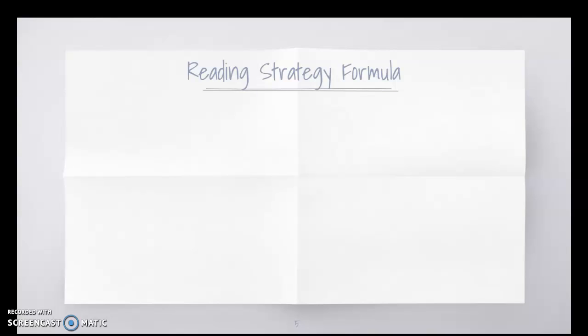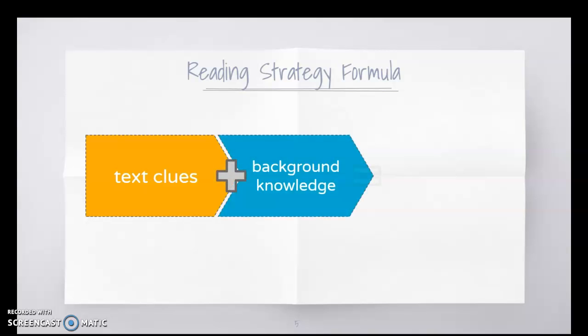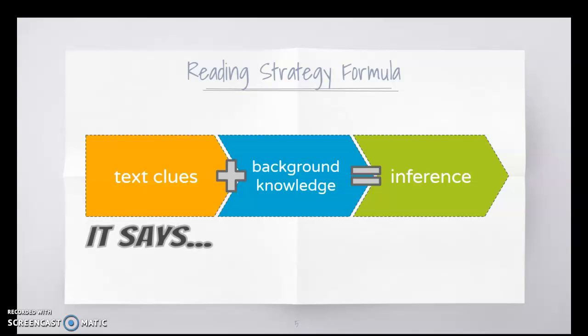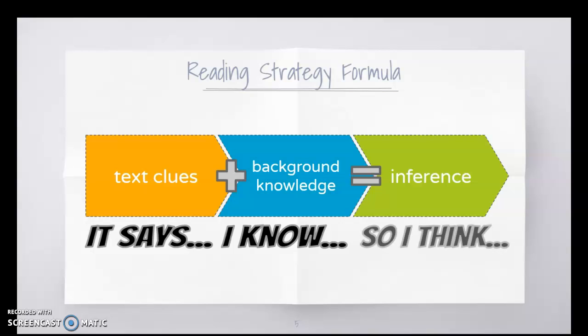For those math people, think of it as a reading strategy formula: text clues plus background knowledge equals your inference. You take what it says and what you know, so you think. You can even set it up like that if you were to type it. It says this in the text, and I know this to be true about whatever is happening, the human condition maybe. So I think.